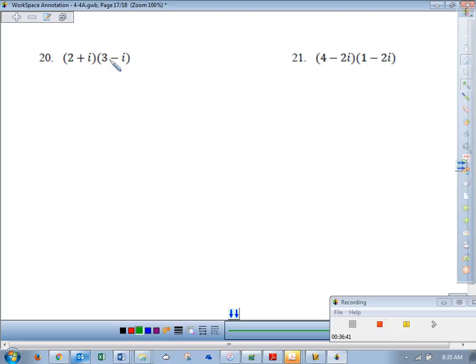So we FOIL them out. First terms times each other, 6. Outside guys, minus 2i. Inside guys, plus 3i. Last terms, what's i times negative i? Negative i squared. The positive times the negative will be negative, and then the i times i is i squared. Y'all cool in the neighborhood?